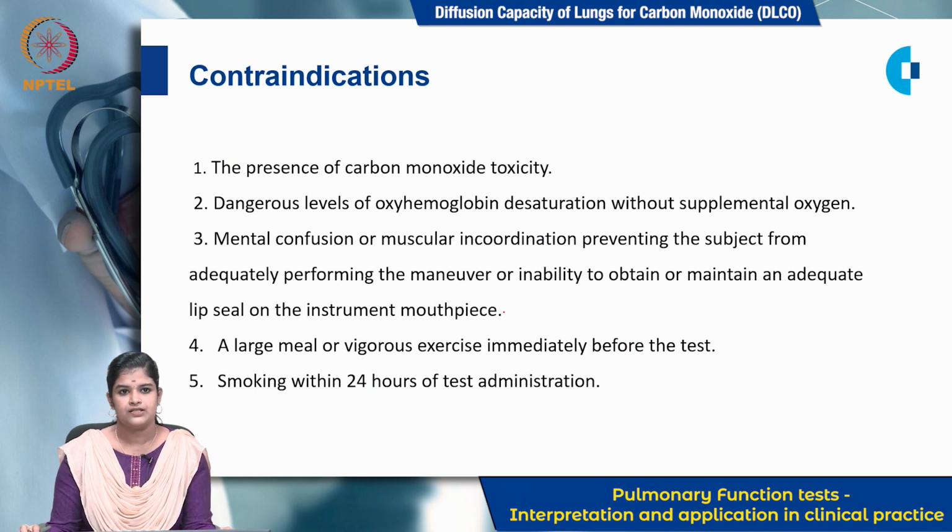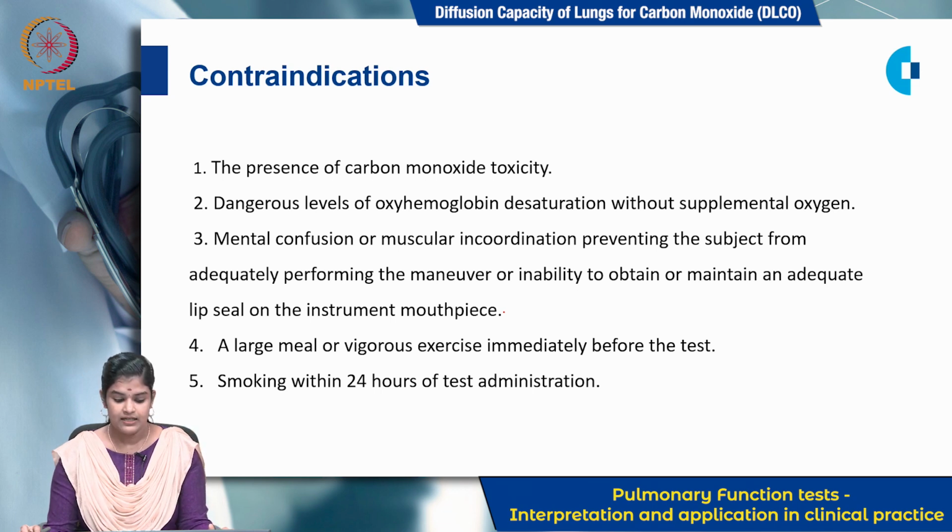What are the contraindications of doing a diffusion study? When there is a known exposure to carbon monoxide and the patient has carbon monoxide toxicity, then it is contraindicated. If the patient is severely desaturating without oxygen supplementation, this is again a contraindication. Mental confusion, muscular incoordination preventing the subject from adequately performing the maneuver, or inability to obtain or maintain an adequate lip seal on the instrument mouthpiece is again a contraindication. Other relative contraindications are a large meal or vigorous exercise immediately before the test, and smoking within 24 hours of the test.